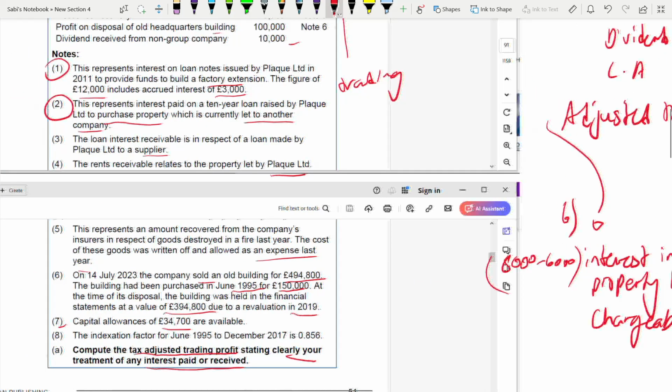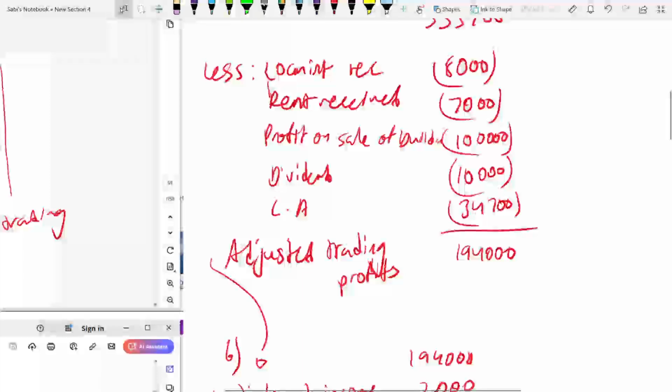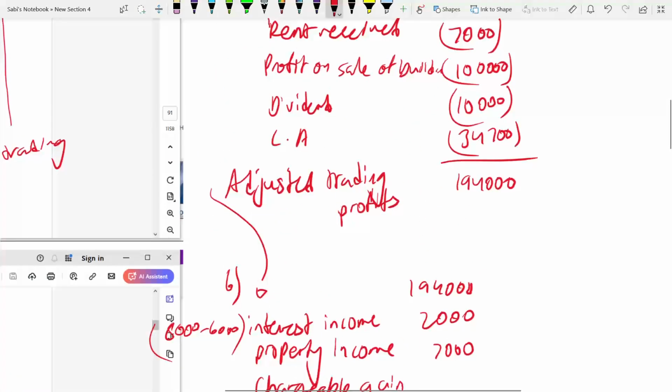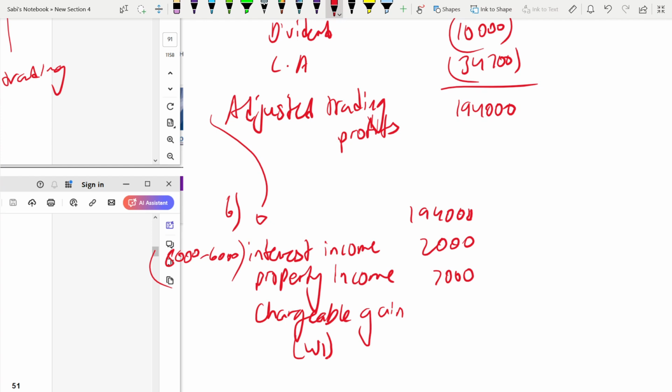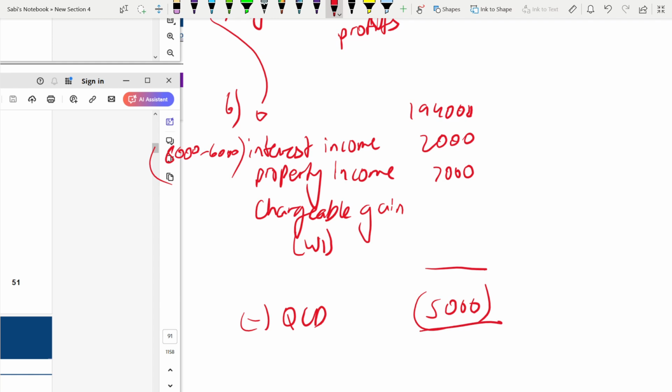Now, property income. So all the other non-trading activities, property income, how much? Rents received related to property, note 4, 7,000. What's next? Chargeable gain. For chargeable gain, there's a working that is required because you have to do indexation factor and all those things. So I'll write working 1. And deduct your QCD of 5,000. And you will get your TTP. You need your TTP because on this only corporation tax will be there. So first we'll do the working 1.